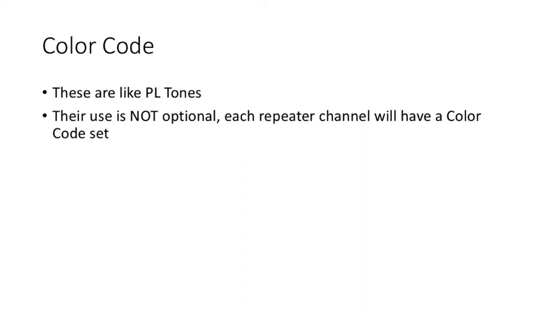The use of color codes is not optional. A DMR repeater must have a color code on each of the channels. It's not optional. You're not going to see a carrier squelch DMR repeater. It must have a color code set. There's 16 color codes, 0 to 15.